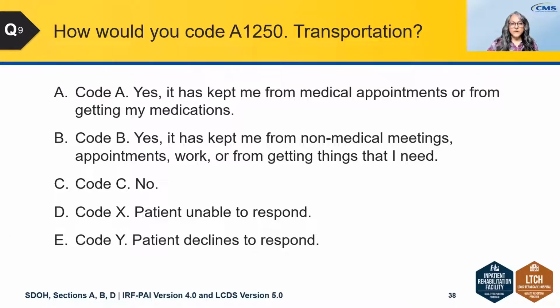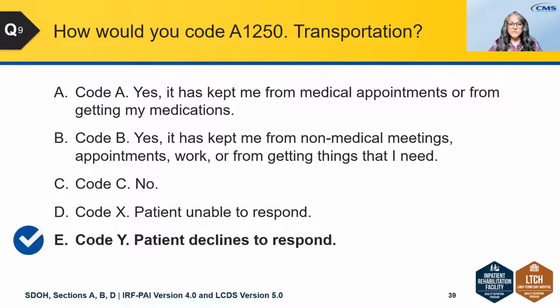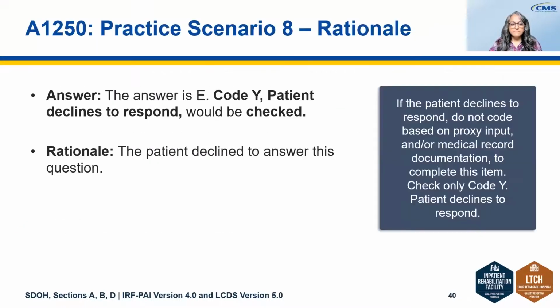Okay, I think we can close the poll on this one. Okay, great. 96% got this one correct. Let's move to the answer. So yes, the correct response is E, code Y, patient declines to respond. And that is why that would be checked. The rationale is that the patient declined to answer the question. If the patient declines to respond, you cannot code this data element based on proxy input and or medical record documentation. Only code Y would be checked if a patient declines to respond.